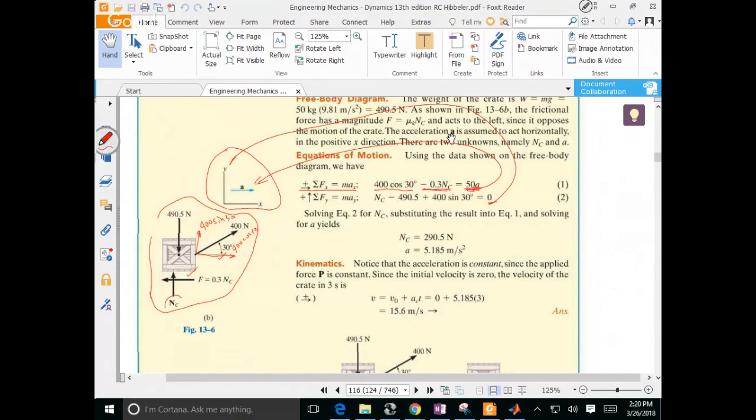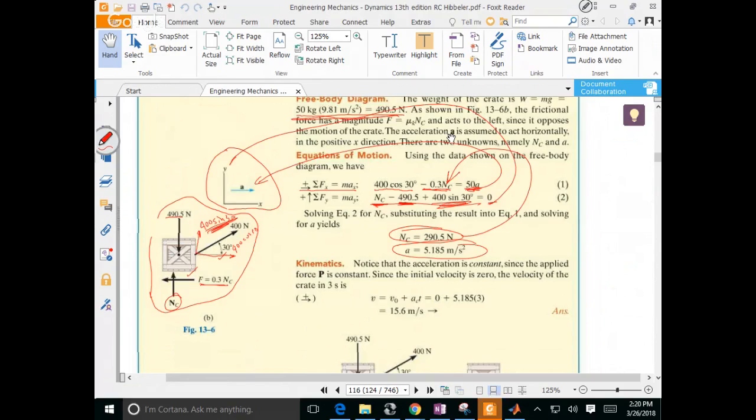And of course, here he had his normal NC, and he wrote this down. Turns out it's 490, but you're also pulling it up. So on the Y, he had the normal force pushing on the bottom of the box, the 490, which is the 50 kilograms times 9.81. And then the 400 pulling it up, sine of 30, tells you what NC is. This bottom one tells you it's 290. Then you take that 290, shove it right there, and you get the acceleration.